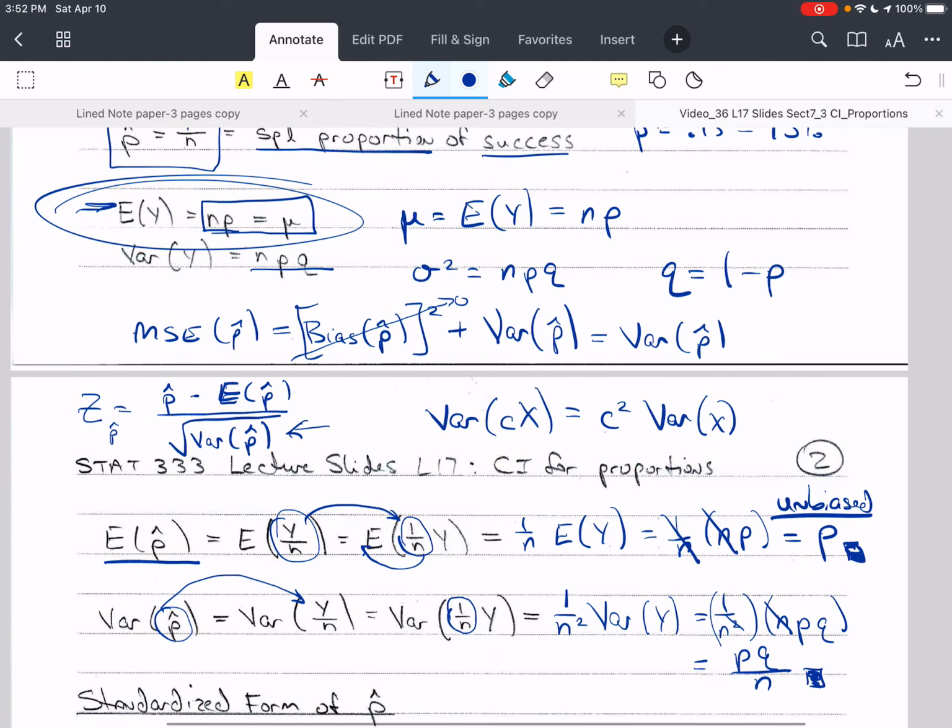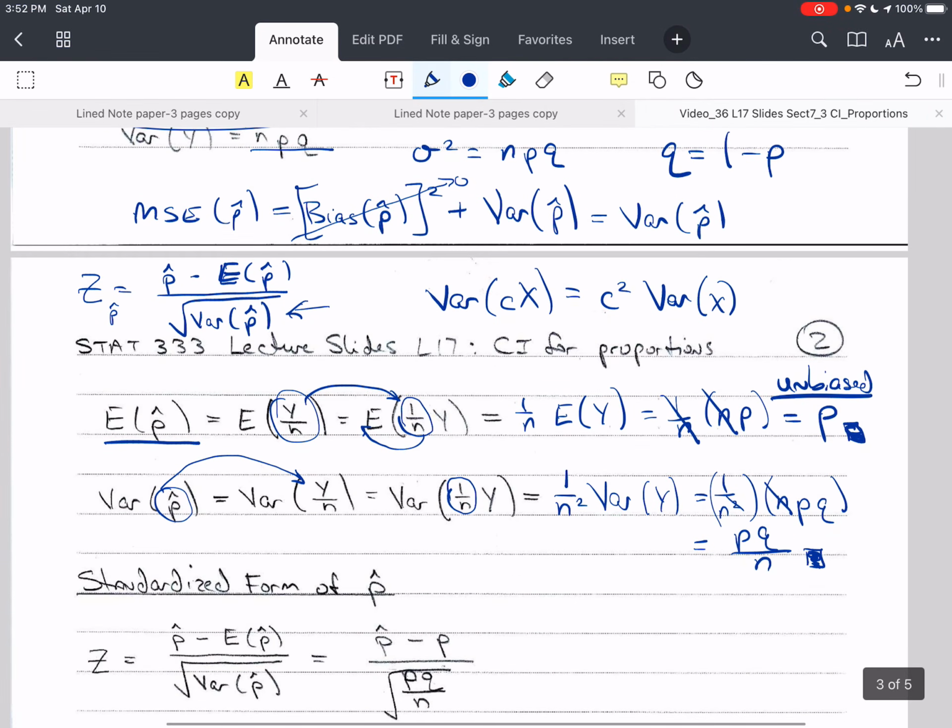So now we're ready to do our standardized form, Z of p hat. We plug in for the expected value of p hat, that was just p. And the variance of p hat, that was p times q over n, and it's inside the square root. So this is our standardized form of p hat. We've standardized it. We've subtracted the mean. We've divided by the standard deviation.